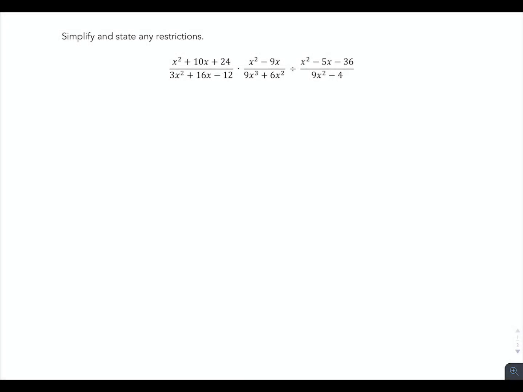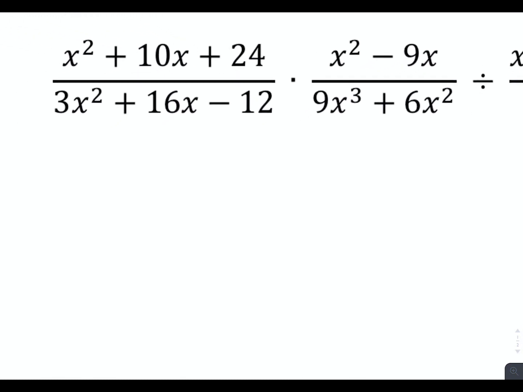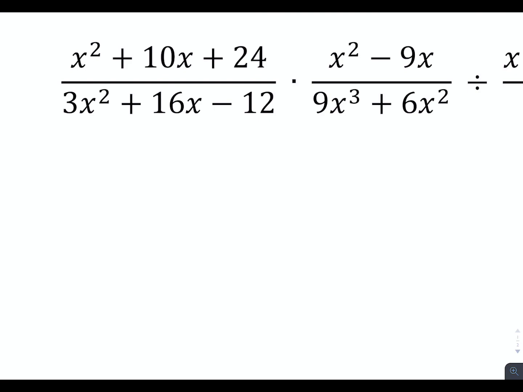Okay, we're looking at the first problem here that was from a previous test. The question asks to simplify and state any restrictions. So we're going to tease apart this. What do we have here? Three fractions, three rational expressions, by factoring both numerator and denominator of each fraction one at a time. So let's zoom in here, and we're going to take a look at the first one.